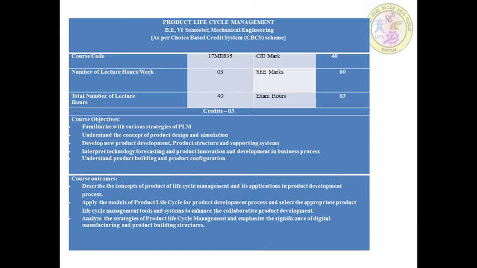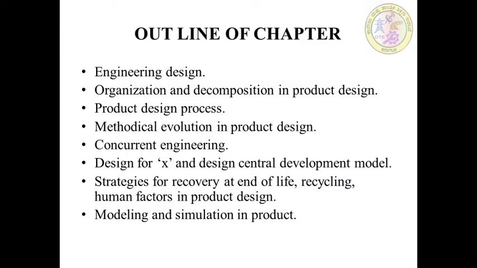This is the outline, which is the course outcome from this product life cycle manufacturing and management. The course outcome and course objective are what we have already discussed, and the particular chapter consists of engineering design, organization and decomposition in the product design process, methodological evolution in the product design, concurrent engineering, design for X and design for central development model. Up to this particular chapter topic, we discussed in our previous sessions.